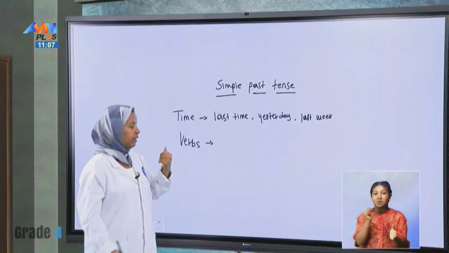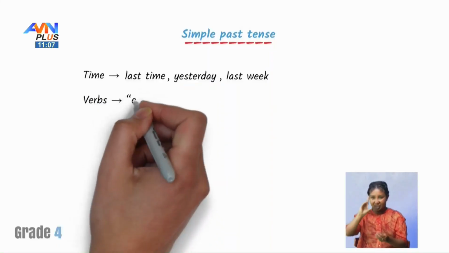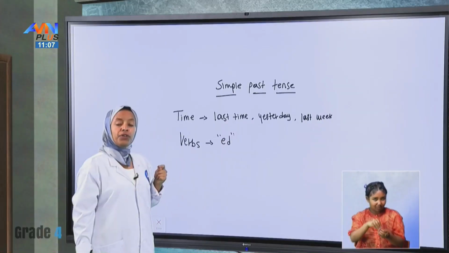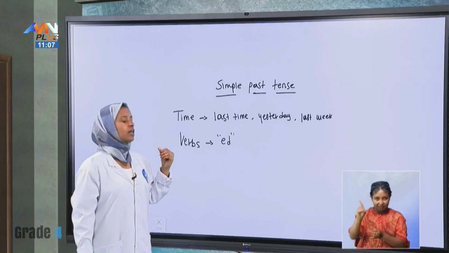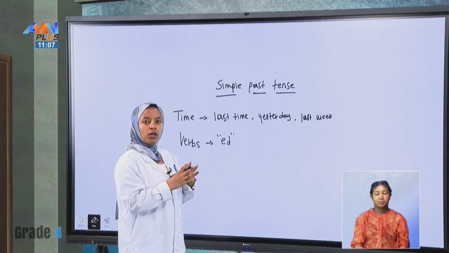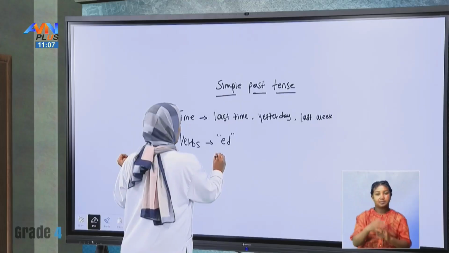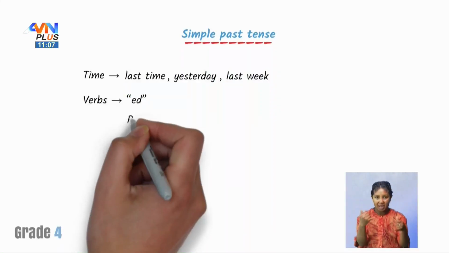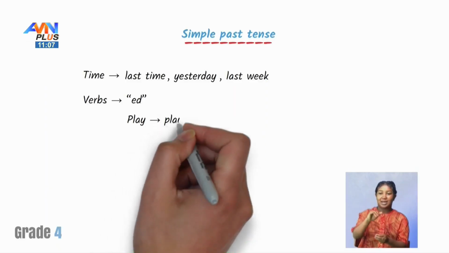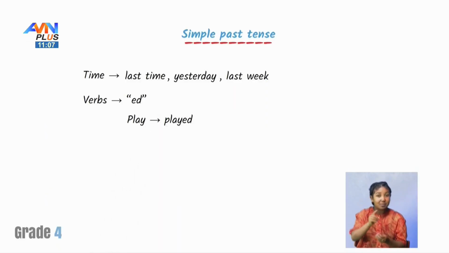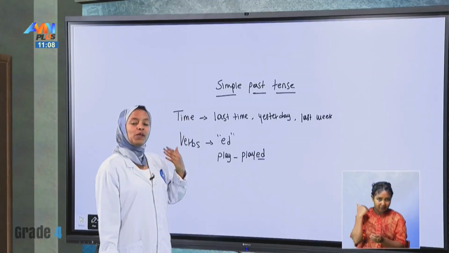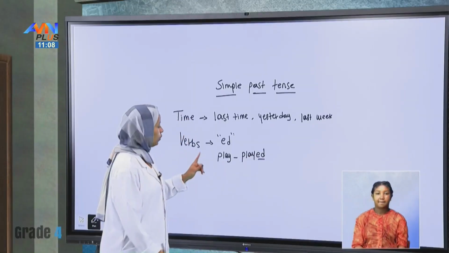by adding ed at the end of the main verbs. Like, for example, we can mention one example. Here is, for example, play. Played. Adding what? At the end of the verb, the main verb, adding what? ed. Look at the next example.